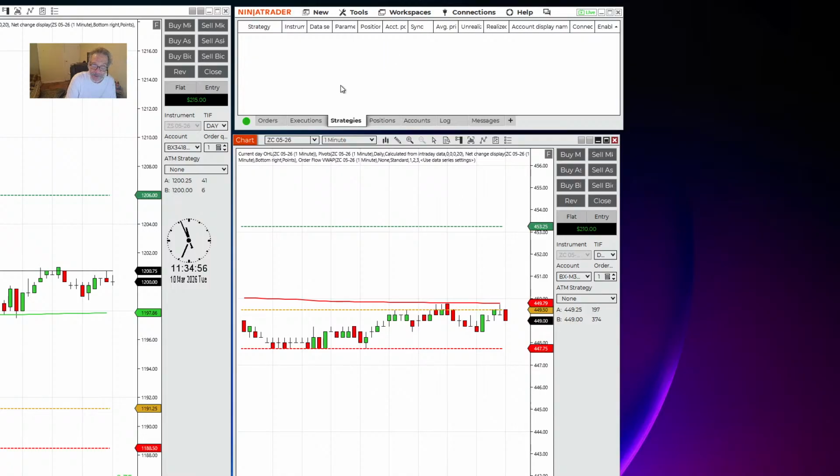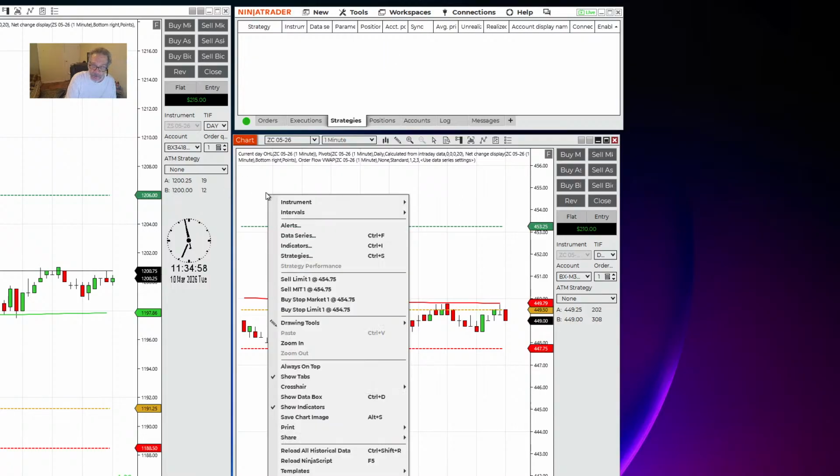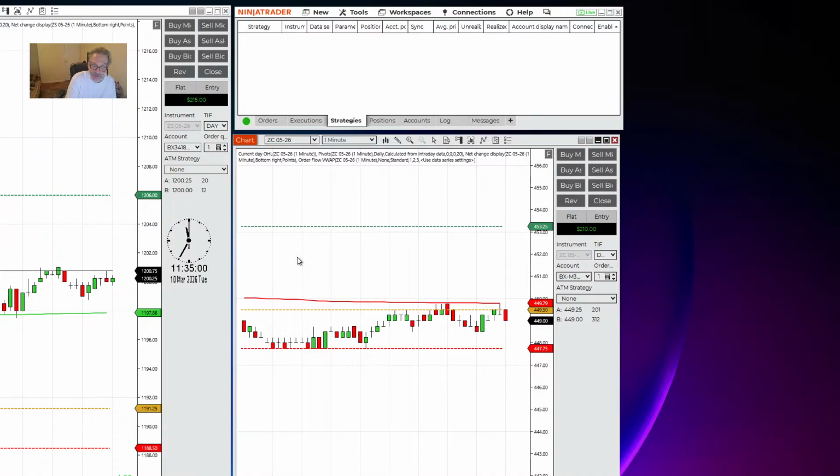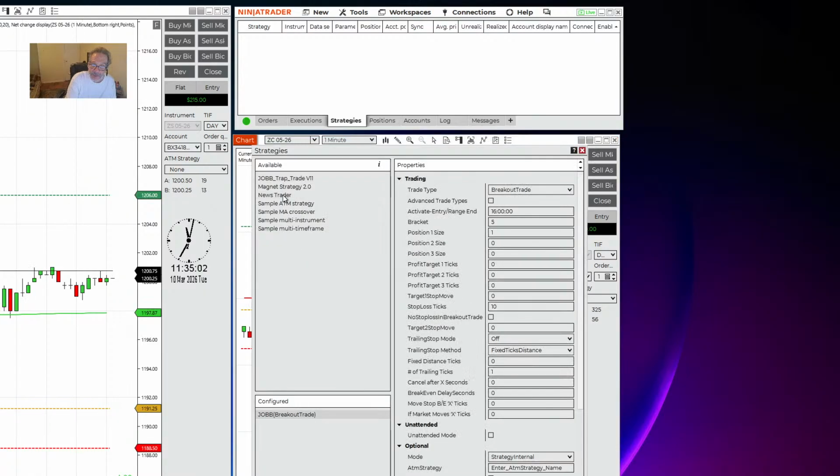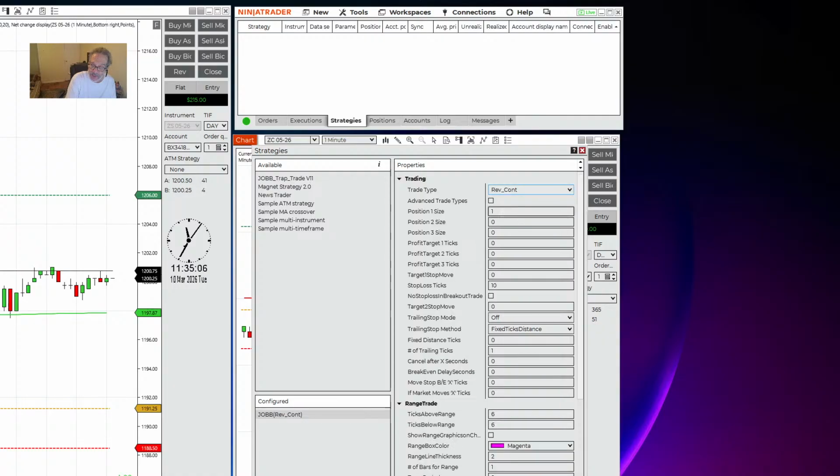All right. First thing I'm going to do, put a reverse continuation on both charts. So news trader breakout gets changed to a reverse continue. I think a 20 tick target with a 20 tick stop is more than plenty. That's just a scalp.